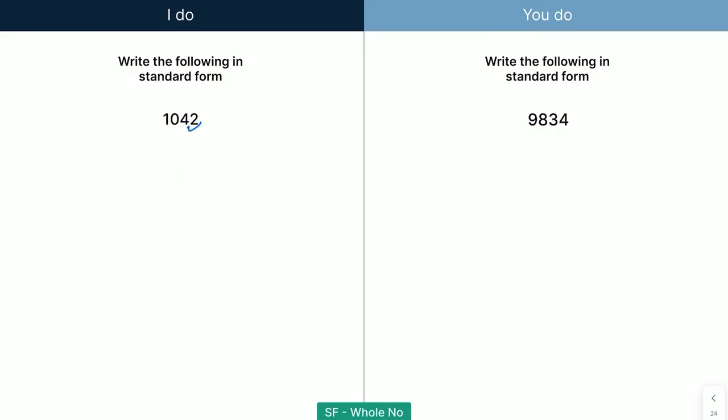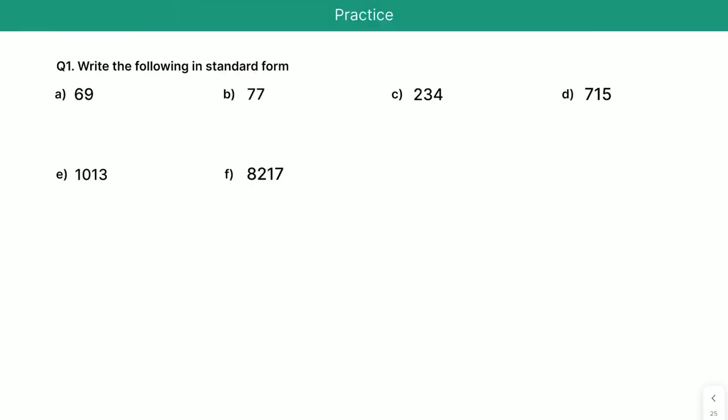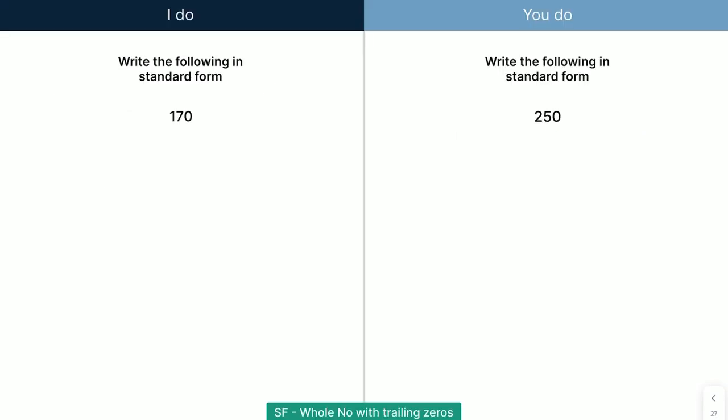And again, with this one, we hop the decimal 3 times now, so that becomes 1.4042. And because you hopped 3 times, the power becomes 3. And again, hopefully you've pressed pause and had a go at this too. The exact same thing here. So here's some practice questions. Press pause and have a go. Here are the answers.